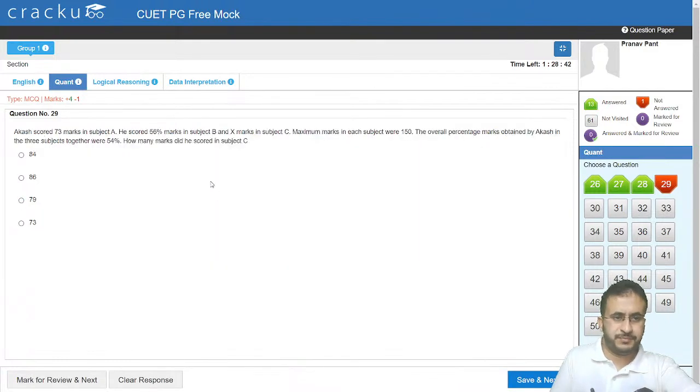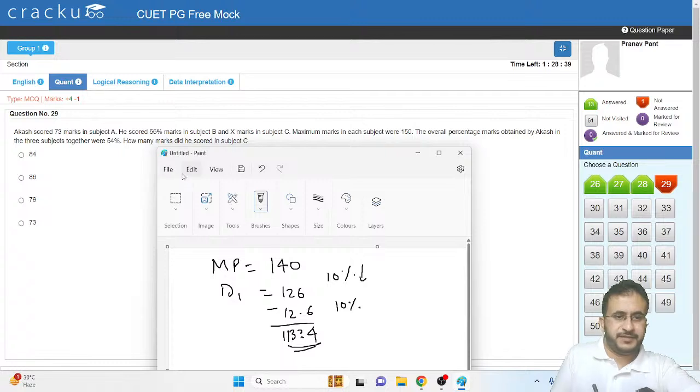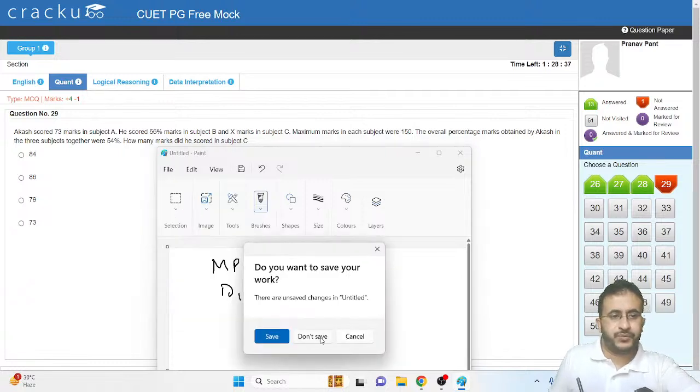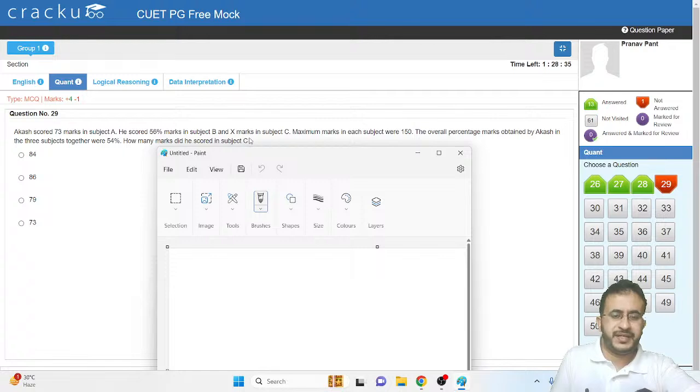So quite a simple paper. Akash got 73 marks in subject A. Okay, he scored 56% in B and X marks in C. Maximum marks were 150 in each. The overall percentage is 54%. How many marks did he score in subject C? Okay, so 73 marks, 56%, and X marks, right? That we need to find. So first of all, let us find his total marks. So 54% of 450. Okay, now you can use the half and double method.